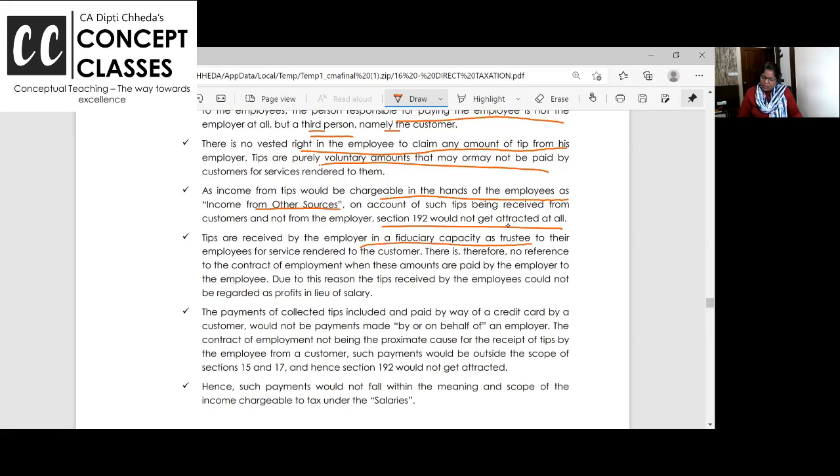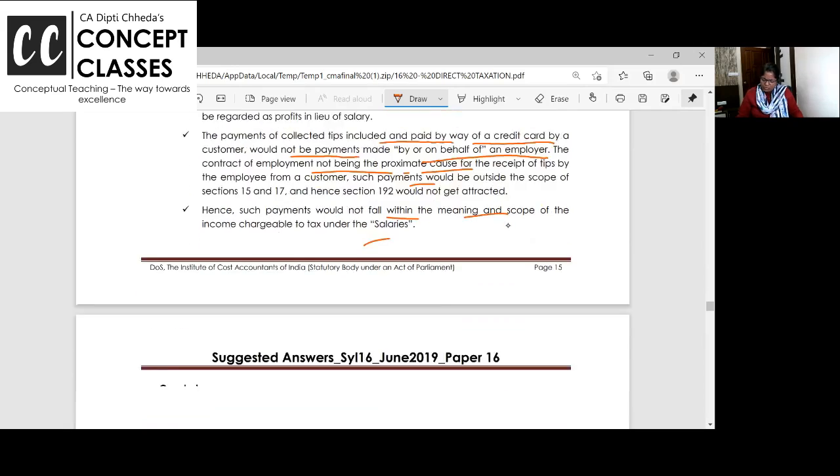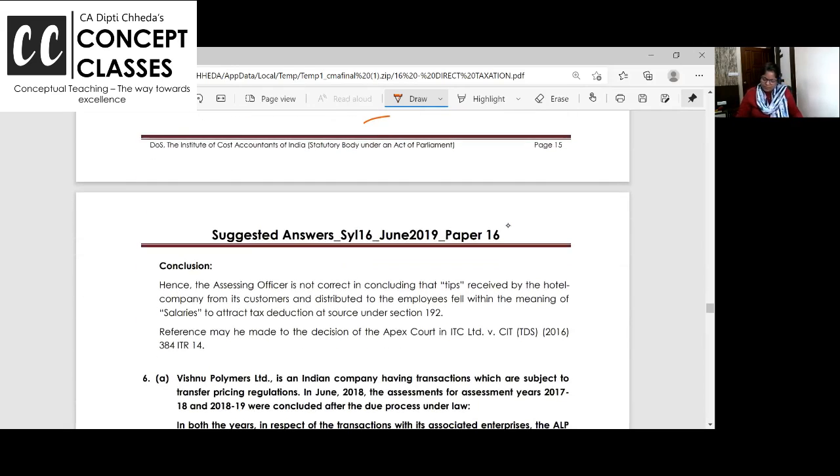Tips are received by the employee as a trustee for their employees for services rendered, and there is no reference to a contract. There is no contract with the employer saying that, sir, through you we should get at least 1,000 rupees as tip every Sunday. No. Payment of collected tips, including those paid by way of credit card, would not be a payment made by or on behalf of the employer. Contract of employment is not there, hence the payment would not fall within salary.